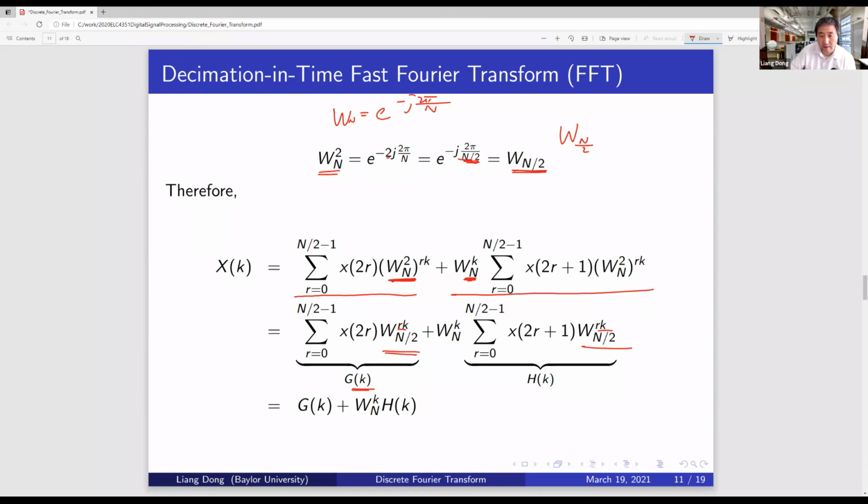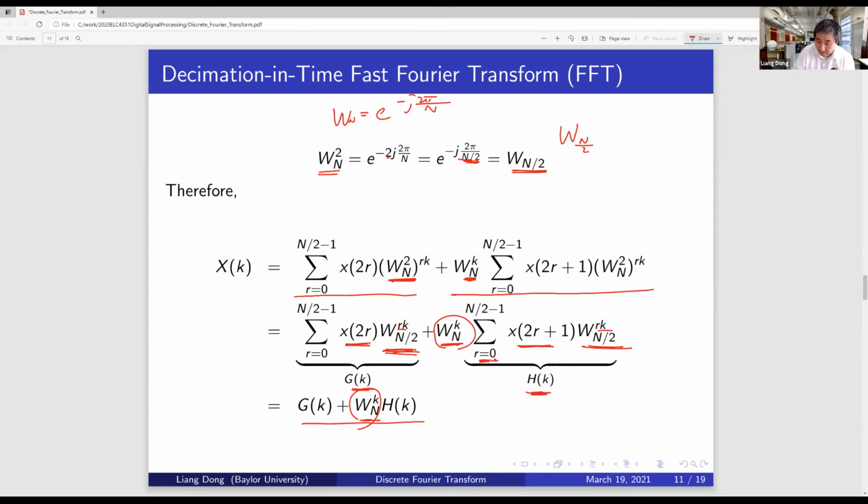Now this is really a Fourier transform equation. And I call this part hk. The second part is also a Fourier transform equation, right? Because we got a time domain signal x multiplied by this core, and then you sum together with this index r from 0 to n over 2 minus 1. And we have this step, gk plus w n to the power k. Now don't forget this term. I always want to make sure that we have this term. Then times another one, hk, which is also from the sum. The sum itself is a form of Fourier transform.